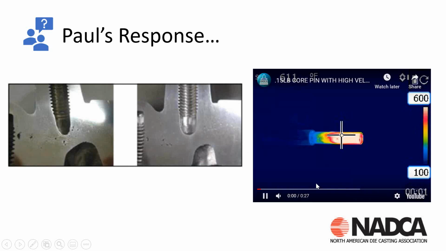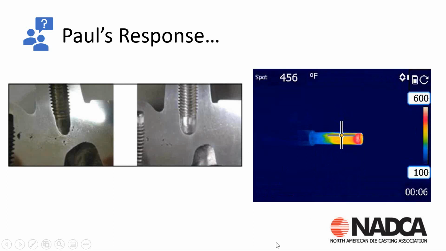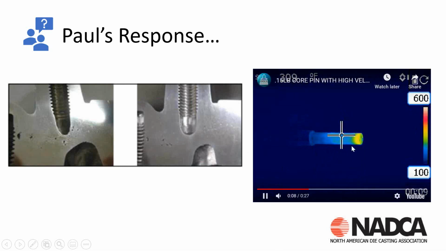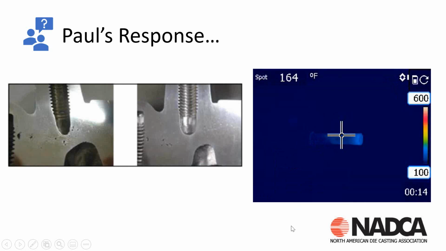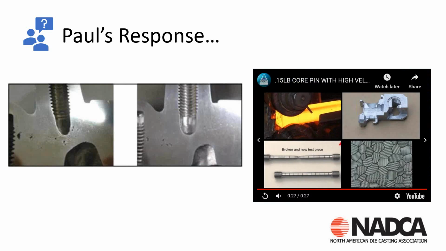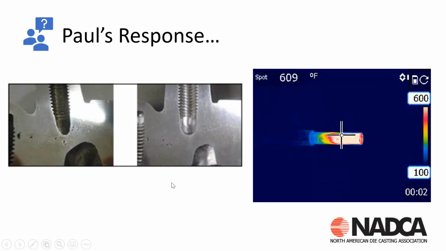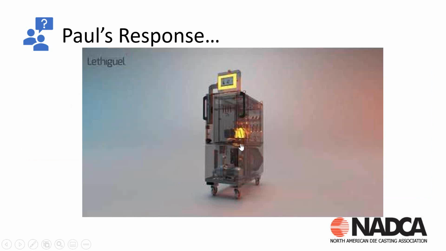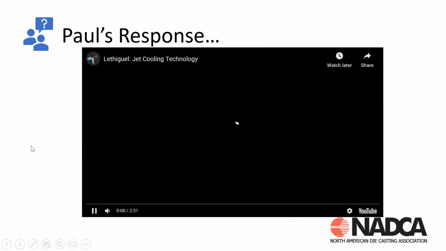Here's a quick thermal video of a core pin, and you can see it's hot. Now the jet cool's turned on, so it rapidly cools that core pin. And so jet cooling has the ability to cool very small areas. There are die casters out there that only use jet cool. They don't have any process water or hot water systems, and they are using these type of devices to cool their castings.